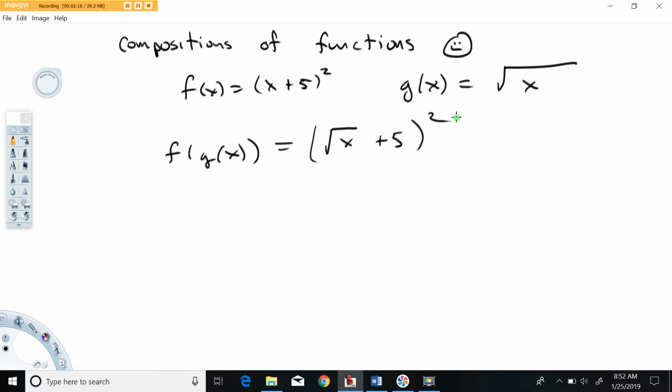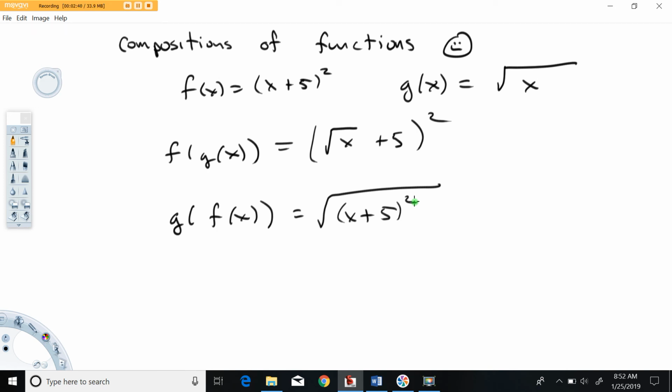Okay. Next example. G of f of x. That means to take f and put it into g. So that means we're going to take this function, and that's going to go into here. So that is going to equal square root of x plus 5 squared. This can be simplified, but I'm not going to bother. I'm just going to leave it as it sits.